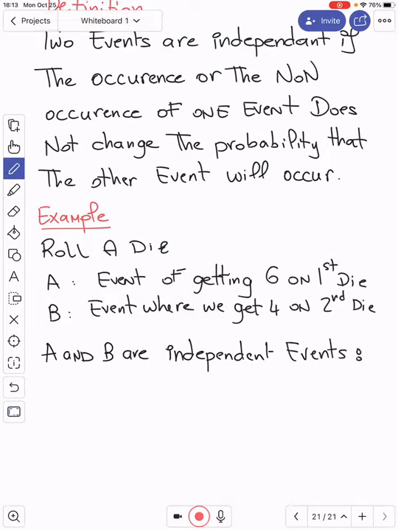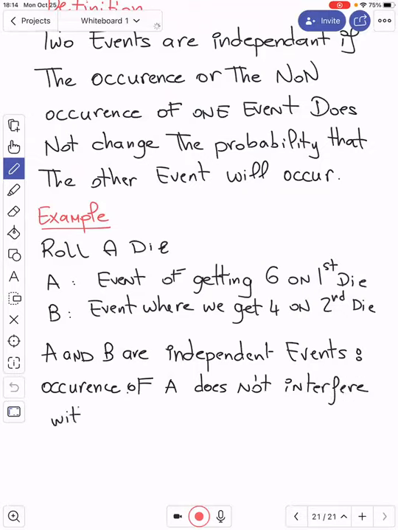Again, if you get six on the first die, or if you don't get six on the first die, it has no interference or connection or relationship with getting a four on the second die, right? So the occurrence of A doesn't change or interfere with the occurrence of the event B. It doesn't change the probability. If you get six on the first die, it doesn't change the probability that you're going to get four on the second die. Or if you don't get six on the first die, it doesn't change the probability that you get four on the second die, right? There is no connection, no relationship. Does this make sense to you guys, that these two events are independent?